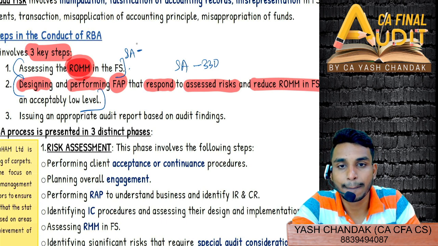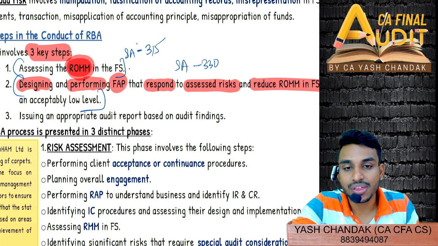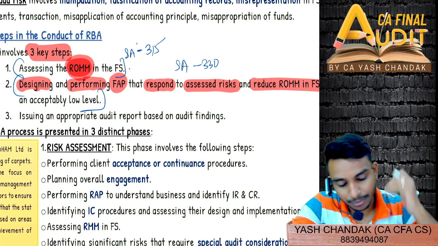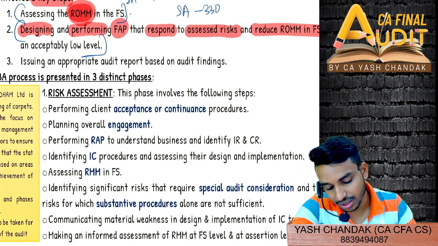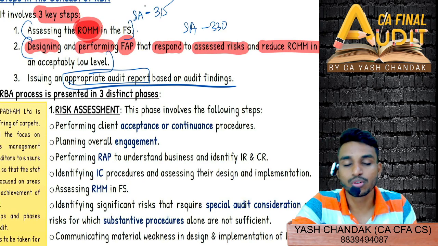And in first point, SA 315. Correct. So you have to assess the ROMM as per SA 315. Then as per SA 330, you will be responding to the assessed ROMM, and reduce those ROMM in the financial statement to an acceptable low level. And lastly, issue an appropriate audit report based on your findings.